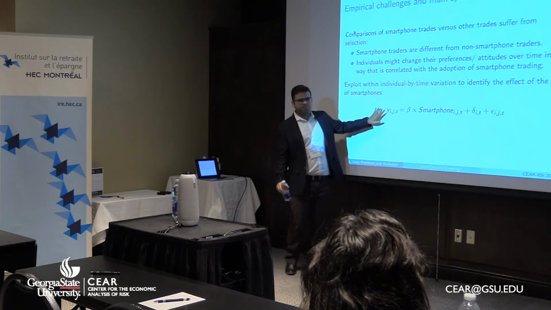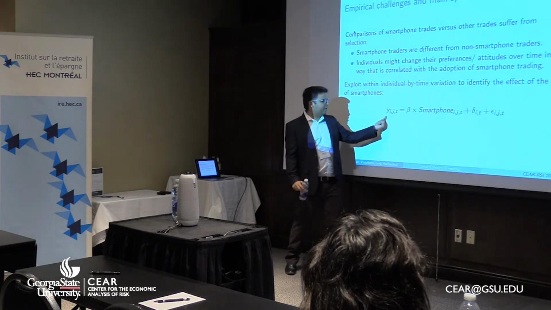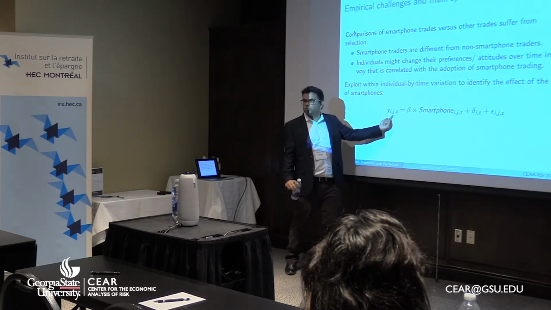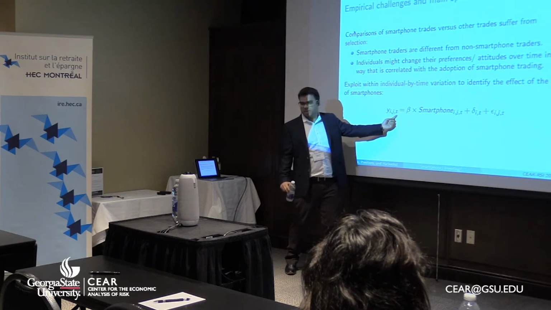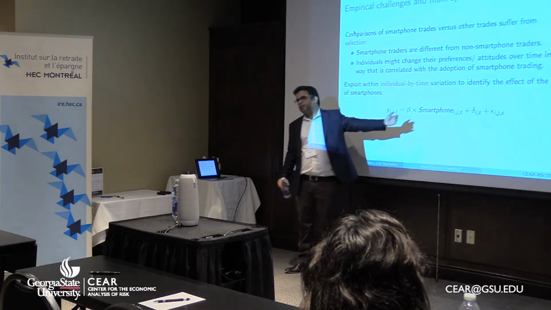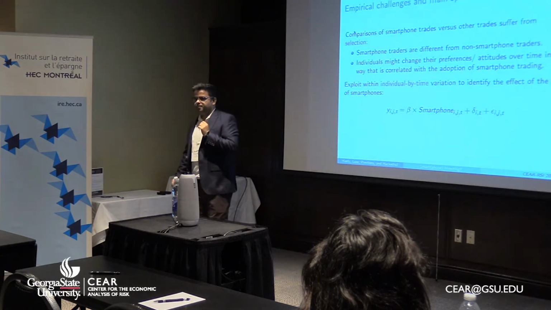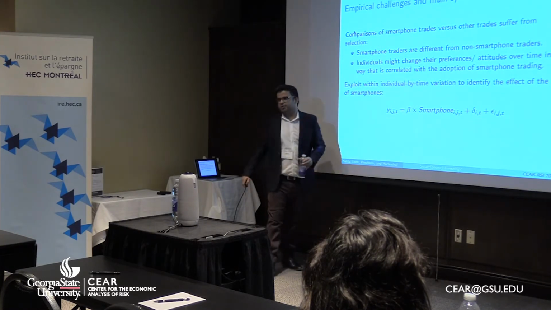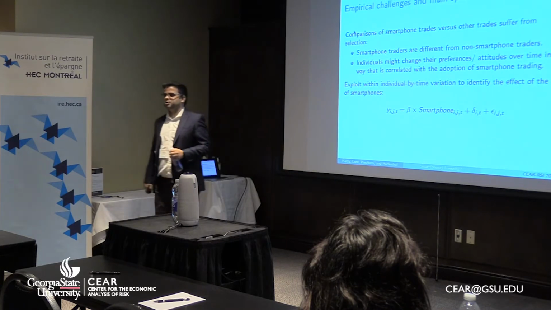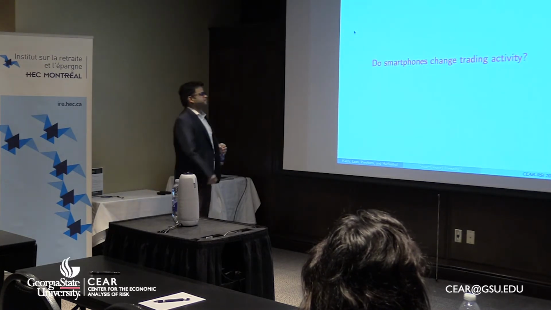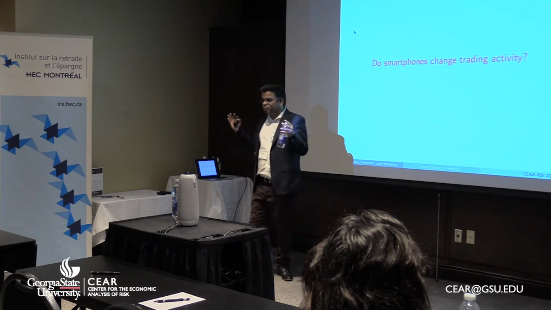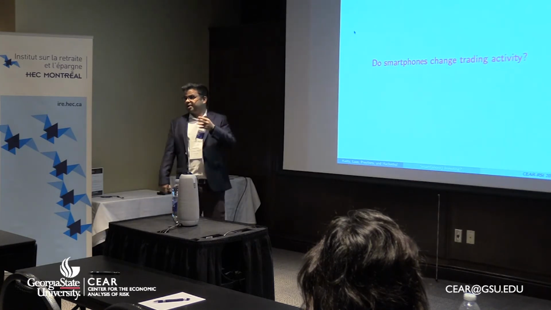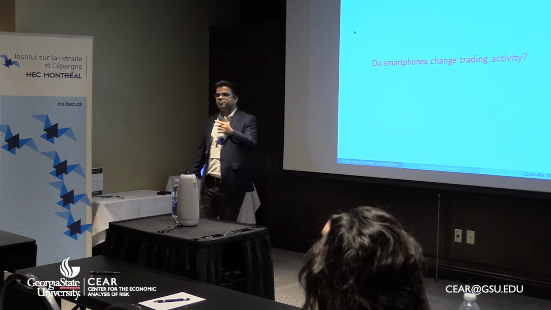Essentially, this is a very simple specification that we run. It's an outcome variable for individual I for a particular purchase made using a platform J in a month T, and then smartphone turns on whenever that purchase is made using the smartphone. The key here is the investor by month fixed effect, which allows us to compare within the same investor within the same month. The baseline question: do smartphones change trading activity? We'll be looking at 3 different types of outcomes: risk-taking, gambling preference, and biases.